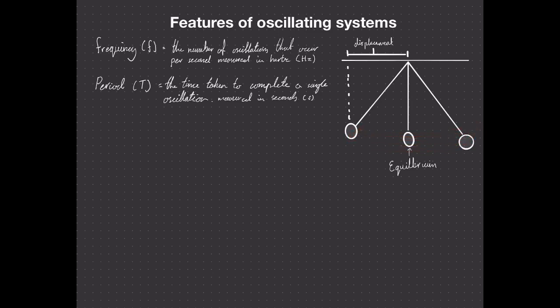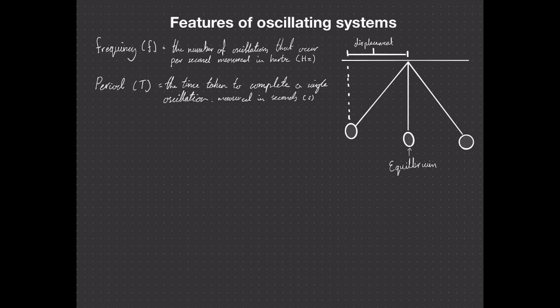So with that in mind, let's quickly touch on frequency and period, thinking back to level 2 physics. Frequency, f, is the number of oscillations that occur per second and is measured in hertz. Period, capital T, is the time taken to complete a single oscillation and is measured in seconds. Now, these two have an inversely proportional relationship.